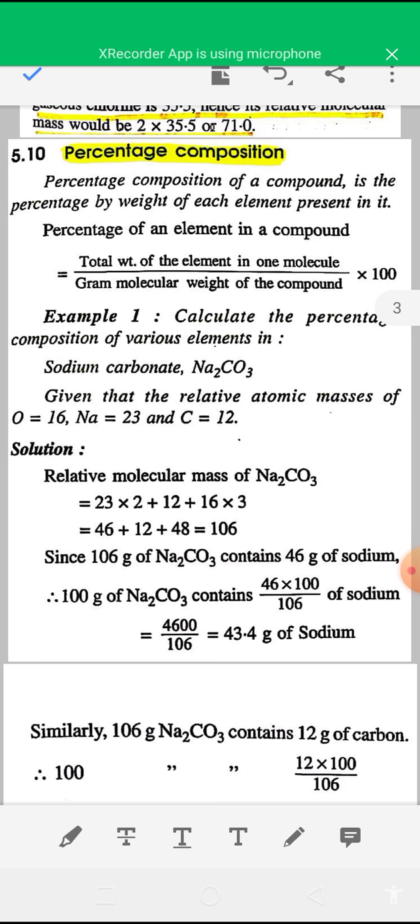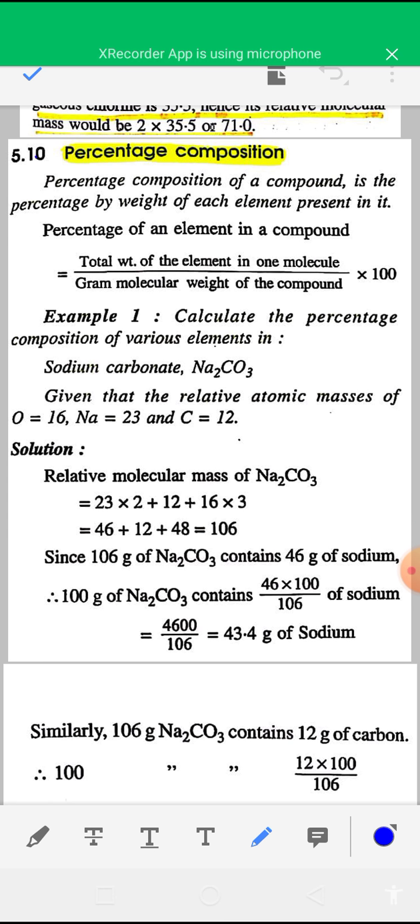Now see percentage composition calculation. You have already studied in class 9, first chapter, language of chemistry, about percentage composition calculation. What is percentage composition calculation? First you have to know what is percentage composition. Percentage composition of a compound is the percentage by weight of each element present in it.